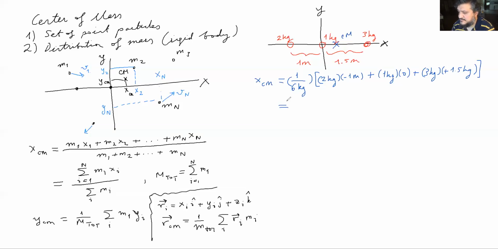That's -2 plus 0. -2 plus 4.5, which is 2.5, divided by 6. 2.5 divided by 6 is 0.42. That's the x-coordinate. 0.42 meters, right?